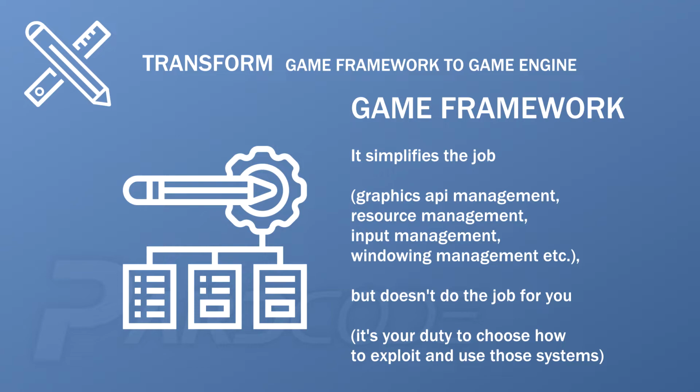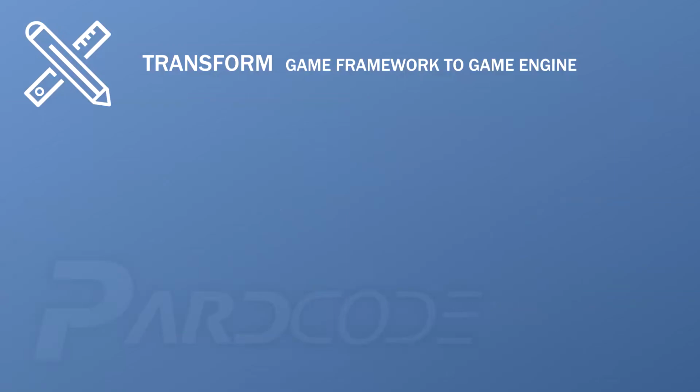So far we have created a set of systems like windowing system, render system, input system, and the resource manager. And it's exactly the union of these systems that is generally called game framework. But it's the duty of the developer to choose how to exploit and use those systems, all things that generally will be handled under the hood by a game engine.